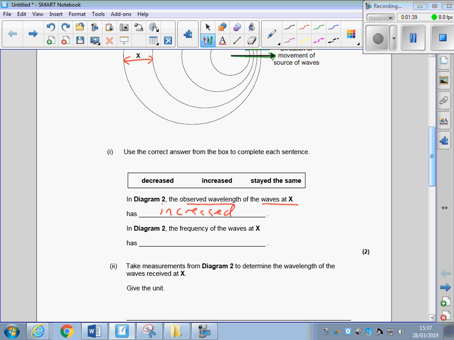Okay, in diagram 2, the frequency of the waves. So what's the frequency? The frequency is how often the waves are arriving, how many waves in a second pass this point. If the wavelengths are further apart, larger wavelength, the wave will still be traveling at the same speed, but the peaks are further apart, so they will be less frequent. The number of peaks passing that point every second will be less, so the frequency will have gone down. It's decreased.